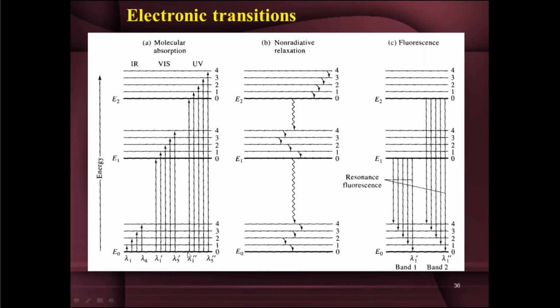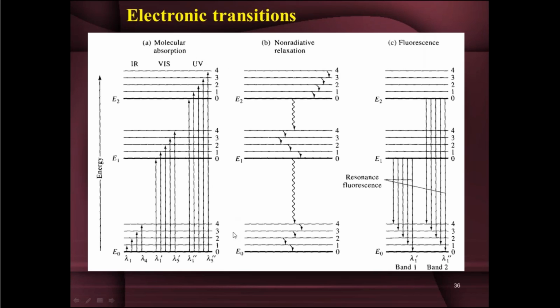And lambda 1 double dash brings about a transition from E0 0 to E2 0, lowest vibrational level of excited electronic state E2. Whereas lambda 2 double dash brings about a transition from E0 0 to E2 1. Okay, so all these are also possible, and these are much higher energy transitions, and they occur in the UV region, giving rise to UV absorption spectrum. That's how various absorptions occur in molecules.